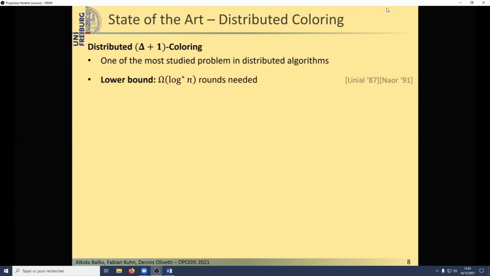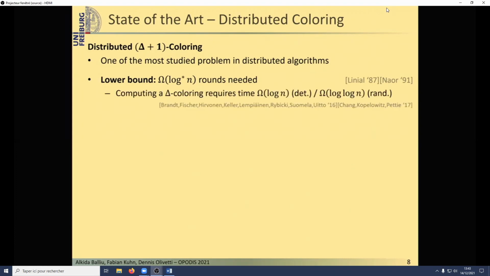So the important thing here is that there is a classic lower bound, which says that the delta plus 1 coloring needs log star n rounds, which was proven by Linial for deterministic algorithms and extended to randomized algorithms by Naor. And let me also mention this here. If you reduce the number of colors by 1, so you go out of this greedy range, then computing a delta coloring is still possible for most graphs. But here we actually need log n rounds deterministically and log n rounds randomized.